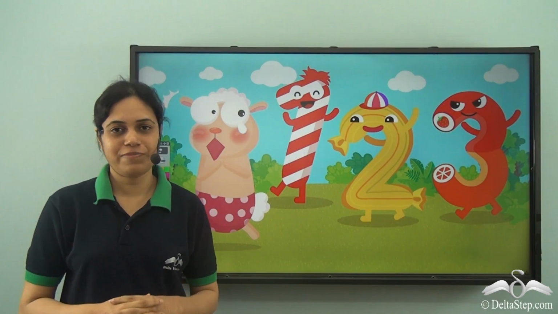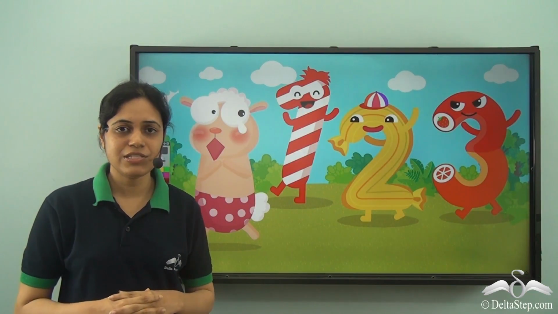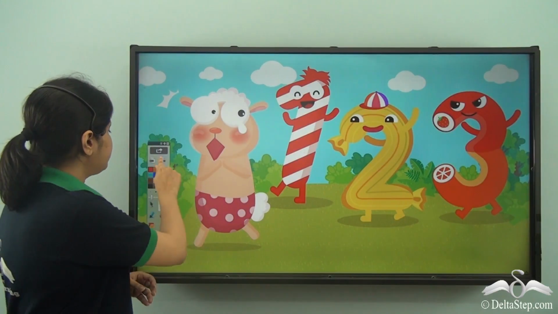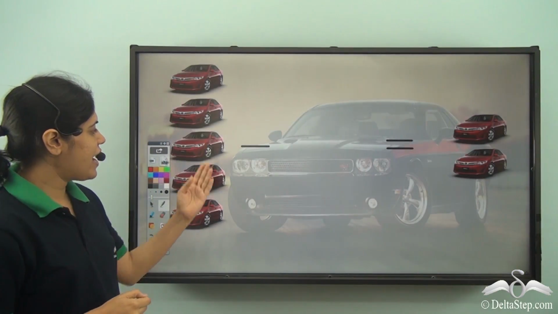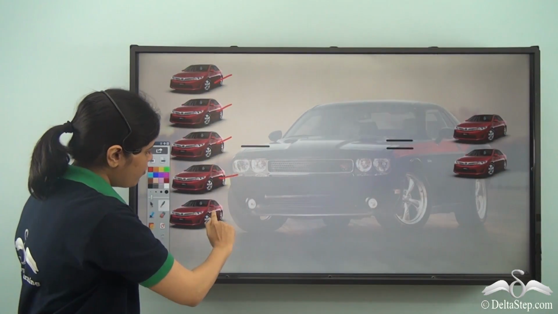We all love to solve puzzles, isn't it? Let us solve some puzzles involving numbers, addition, and subtraction. So I have some cars here. I have 1, 2, 3, 4, 5.